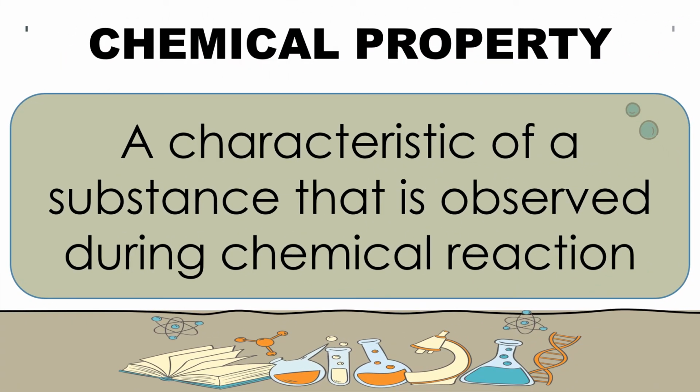Elements alone are wonderful. The reaction of these elements with each other makes life possible. Chemical properties can only be seen when the matter is combined with something else and forms a new substance. So what is this chemical property? A chemical property is a characteristic of a substance that is observed during a chemical reaction.